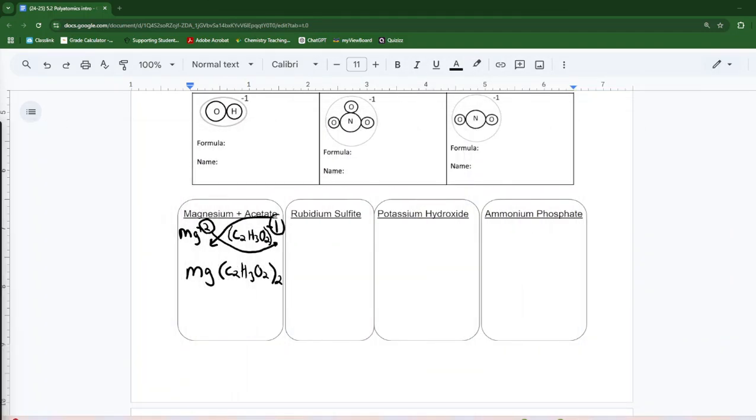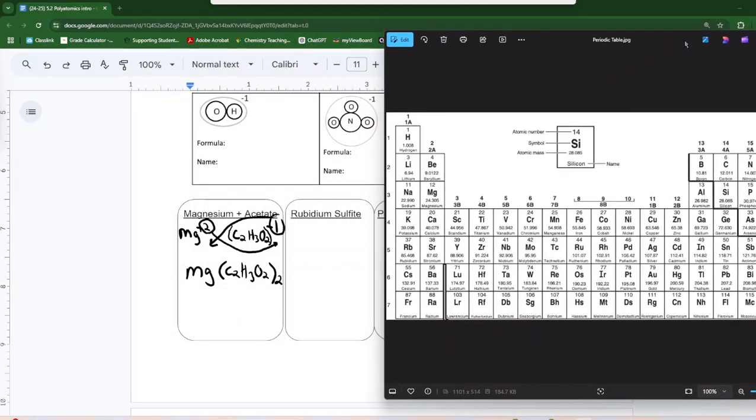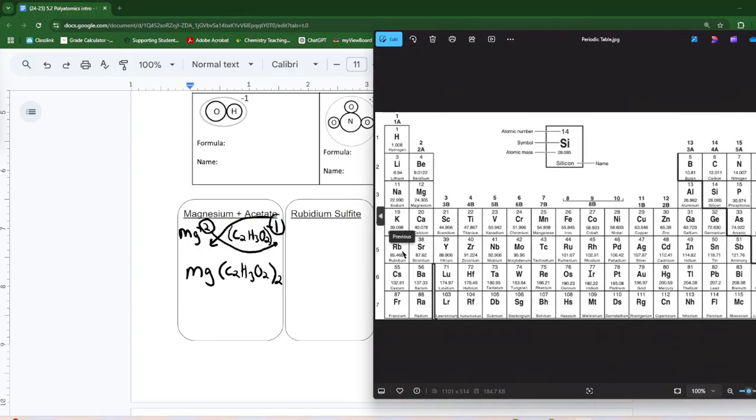Let's look at the next one. Let's go with rubidium sulfite. Here's rubidium. Rubidium is going to have a +1 charge. Let's write that in. Rubidium is +1. And then what is sulfite?